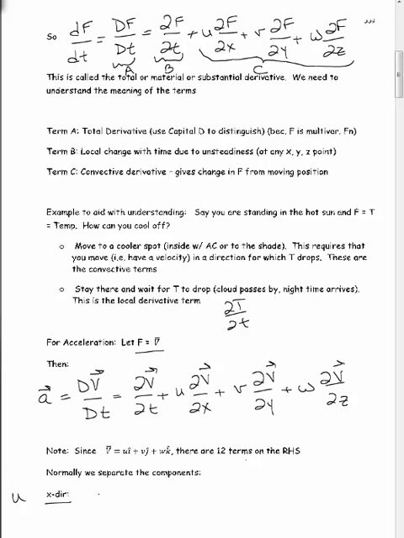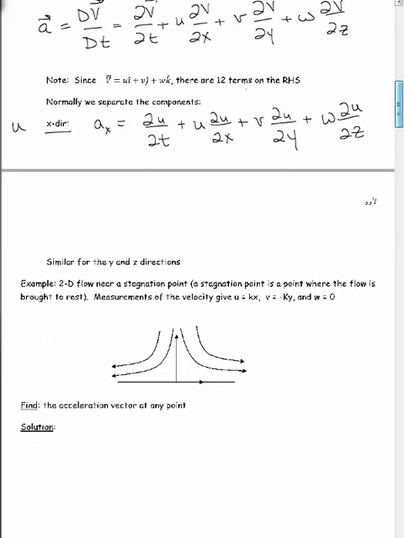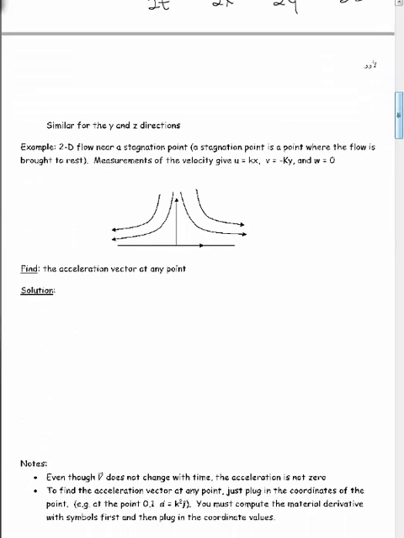Okay, so it'd be your ax is equal to du dt plus u du dx plus v du dy. See what I'm doing? I'm putting in little u wherever I see v vector. Plus w du dz. Okay, so that's our x component, and you could do the same thing for y and z components, only for y component, you'd plug in little v for big v vector. Okay, and same thing for z, plug in w.